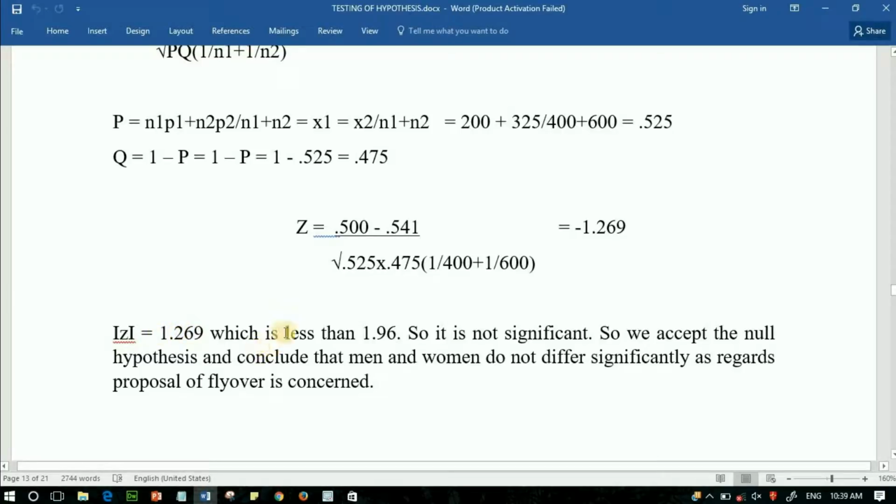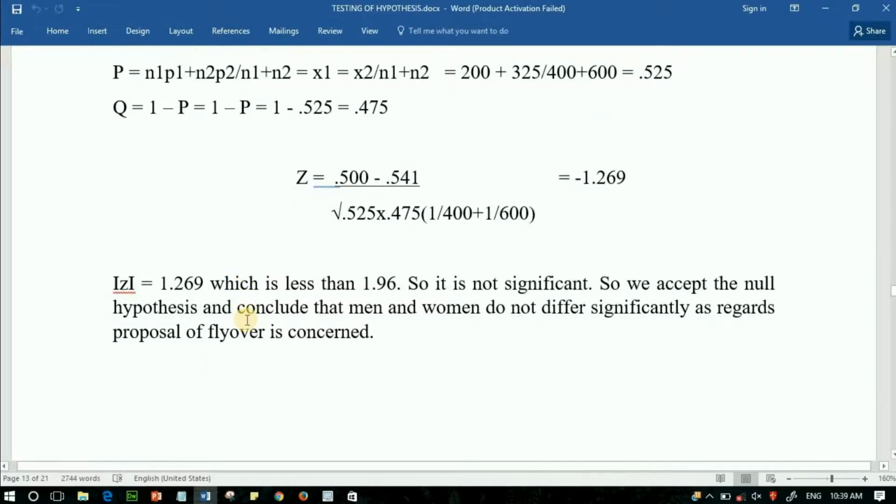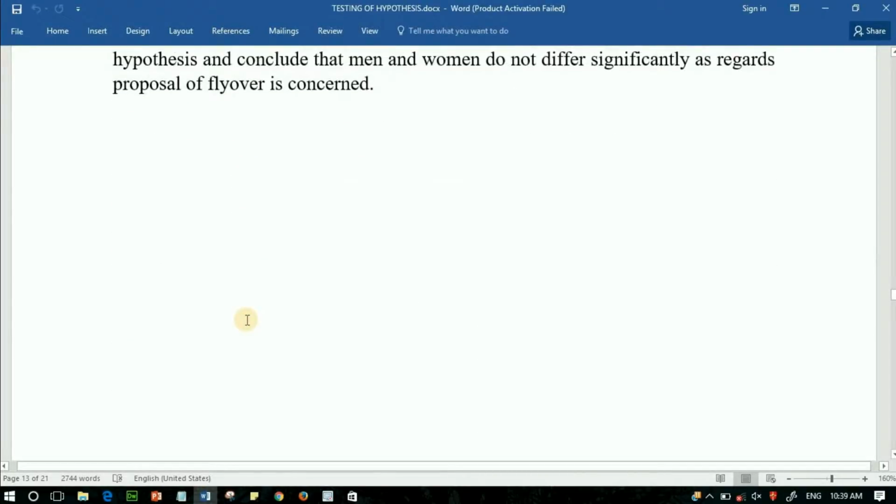So at 5% level of significance, the table value is 1.96. So the calculated value is less than the table value. So we accept the null hypothesis. And the conclusion is that men and women do not differ significantly as regards the proposal of the flyover. So these are the two cases we discussed for applying the Z test.